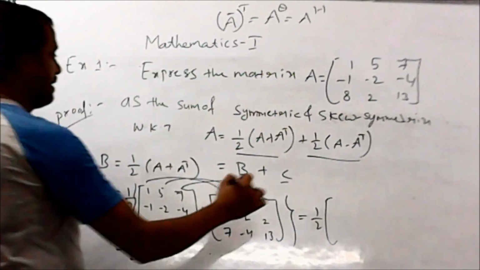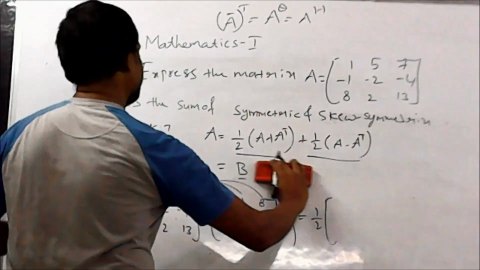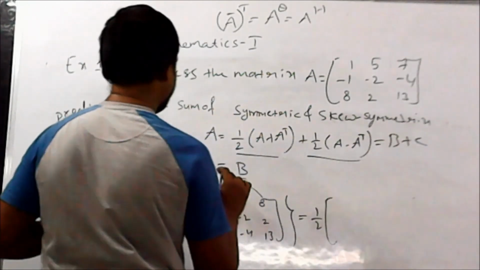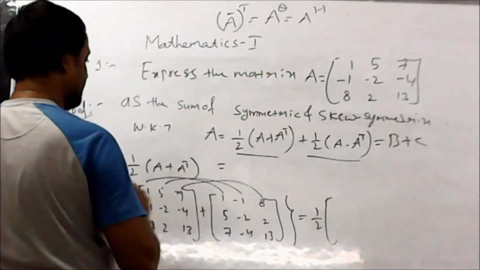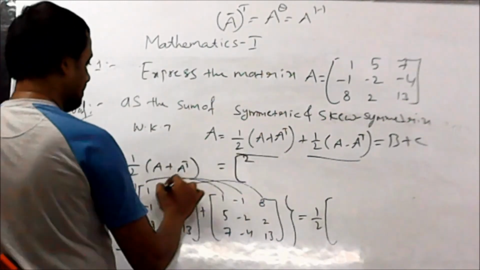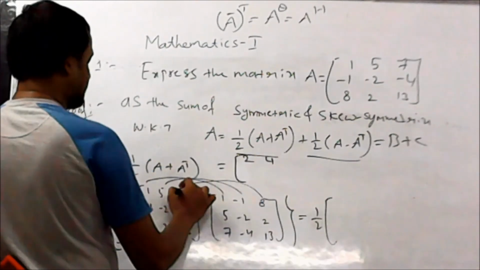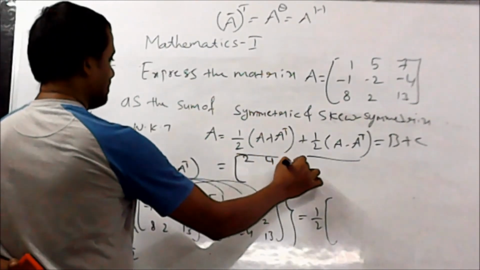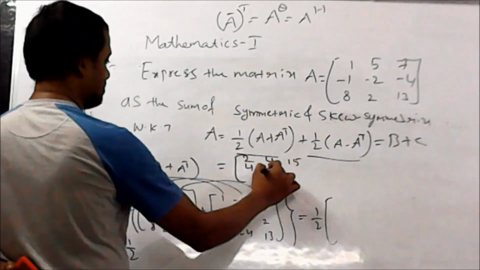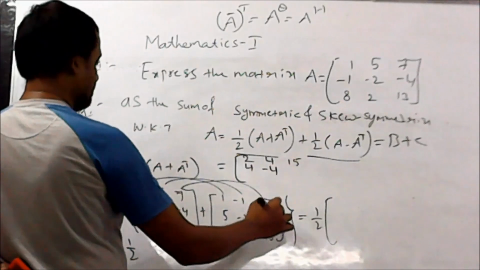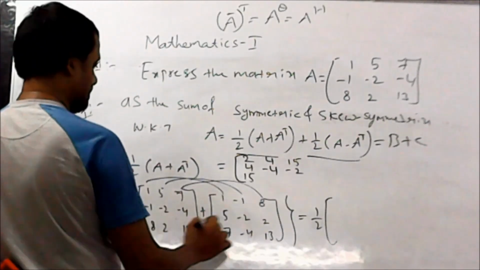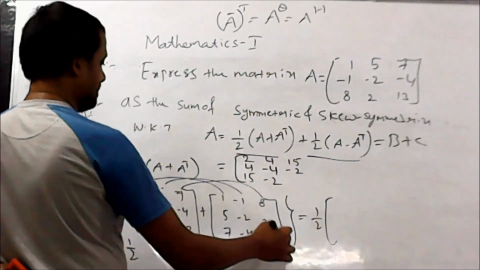So you can write B as equal to the upper part itself. 1 plus 1 is 2, 5 minus 1 is 4, and each corresponding element: 7 plus 8 is 15, minus 1 plus 5 is 4, minus 2 minus 2 is minus 4, minus 4 plus 2 is minus 2, 8 plus 7 is 15, 2 minus 4 is minus 2, 13 plus 13 is 26.